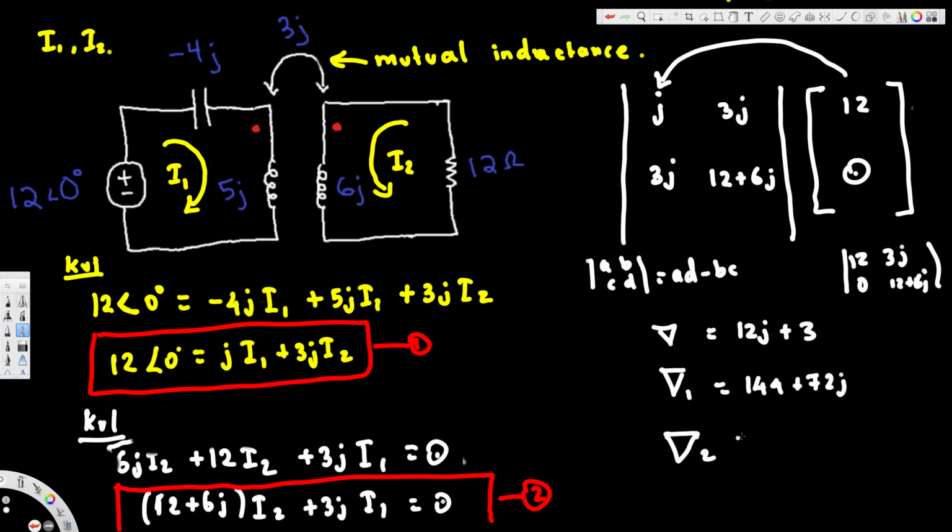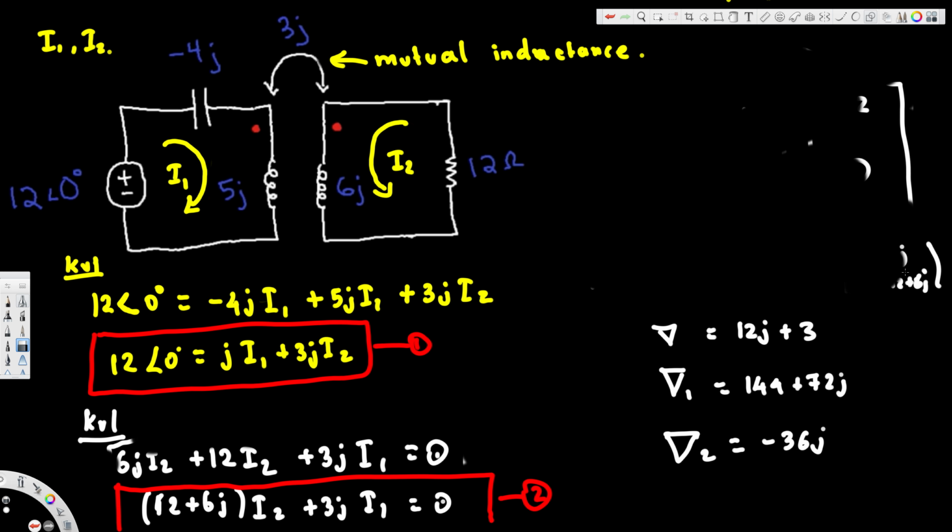Now for del 2, you have to do the same thing. You keep the first column, 3j remains the same, then you change the second column into 12, 0, then you find the determinant, and that's going to give you negative 36j. Okay, so these are the Cramer's rule values we are going to use. We have these three things available. Now we can go ahead and find I1 and I2.